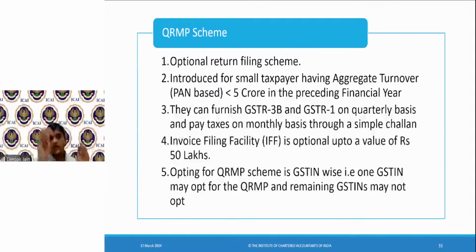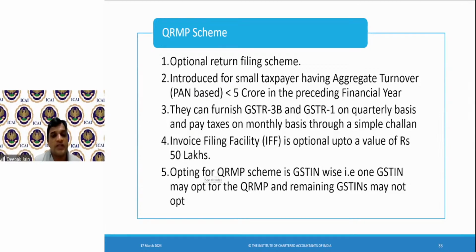If your aggregate turnover is less than 5 crores, only then you can opt for it. If your aggregate turnover at the overall India level is more than 5 crores, you cannot opt for this. They can furnish GSTR-3B and GSTR-1 on a quarterly basis, but pay taxes on a monthly basis using a simple challan. The invoice furnishing facility, which we discussed: you don't have to file GSTR-1 on a monthly basis, but you have to file IFF. IFF is optional up to a value of rupees 50 lakhs. Beyond 50 lakhs, you cannot include it in your IFF.